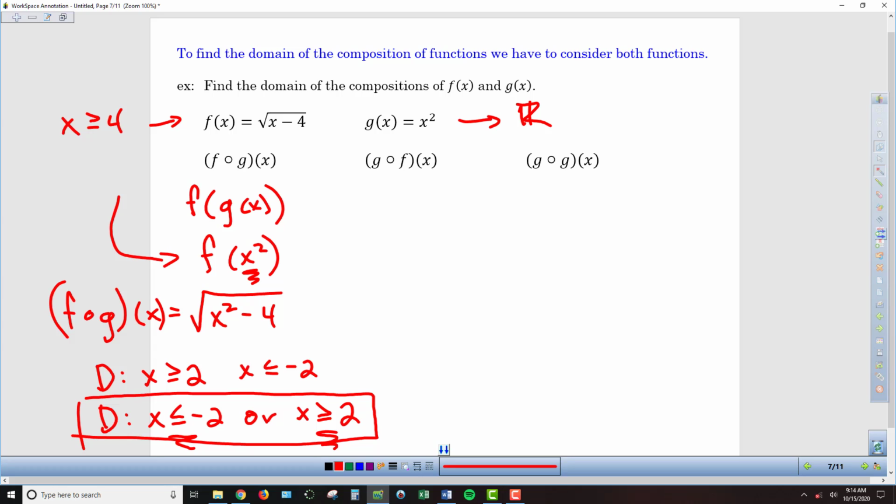So we had all real numbers as a baseline, but then after we took the composition, we had to restrict that a little bit to eliminate those numbers between -2 and 2, so we're in good shape with this domain here.